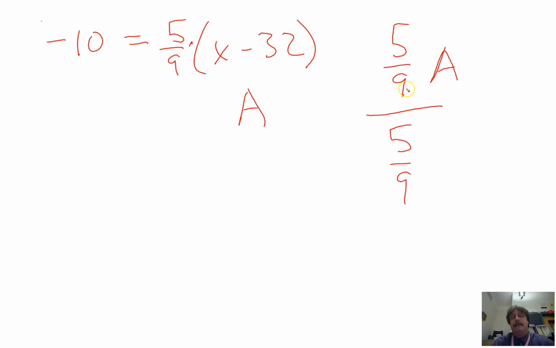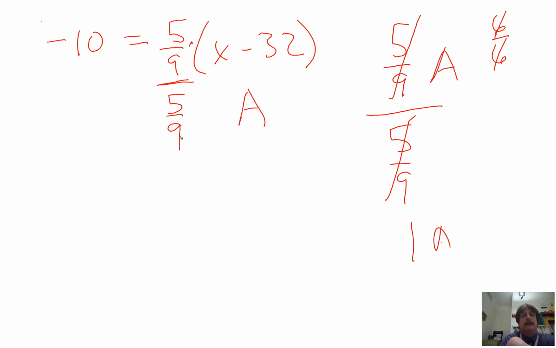I have 5 ninths divided by 5 ninths. So this would be no different than if I had, say, 6 divided by 6. That cancels out to 1. So this cancels out to 1, and I'm left with 1A. So if I take this and I divide by 5 ninths, this cancels out, okay? But remember, what I do on this side, I have to do on this side. So now this is divided by 5 ninths.